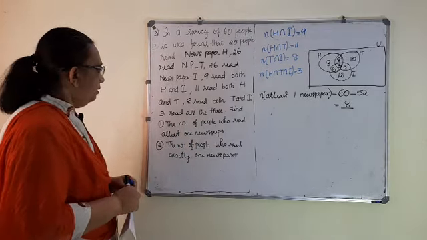Read the question. In a survey of 600 students in a school, 150 students were found to be taking tea. So, n of T.